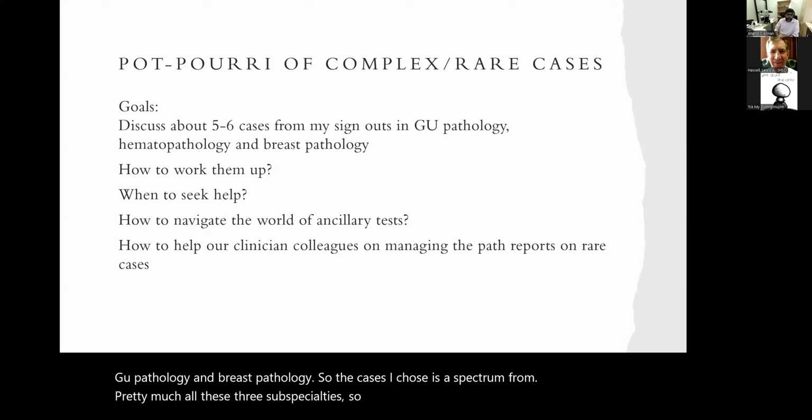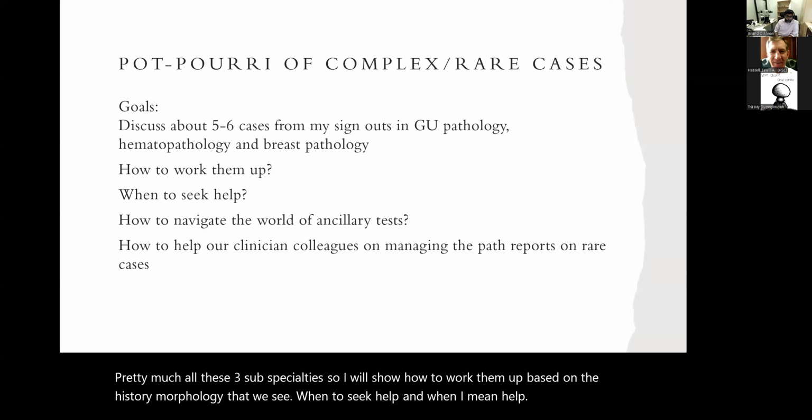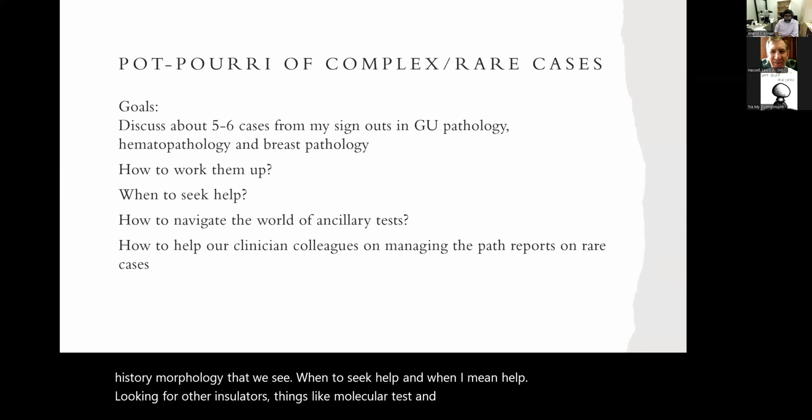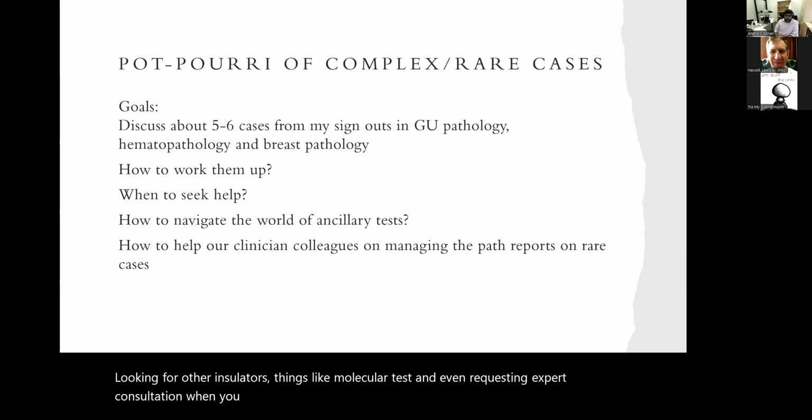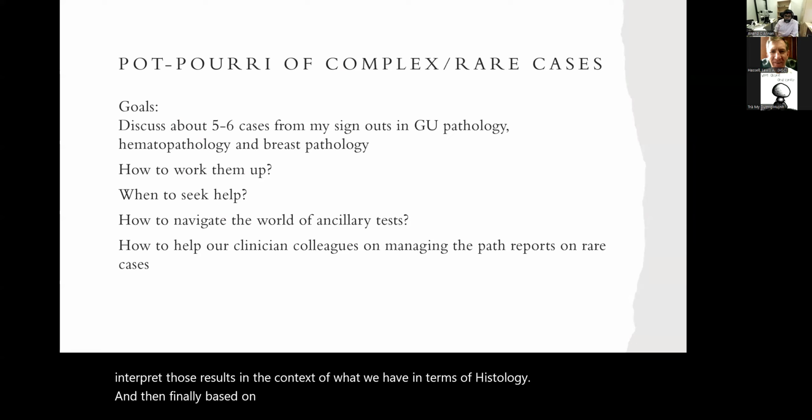I will show how to work them up based on the histomorphology that we see, when to seek help, and when I mean help, looking for other ancillary testing like molecular tests, and even requesting expert consultation when you're stumped. Then how to navigate the world of ancillary tests and interpret those results in the context of the histology. And finally, based on all the results, how do we put them together and help our clinician colleagues manage the patient based on the reports on these rare cases.